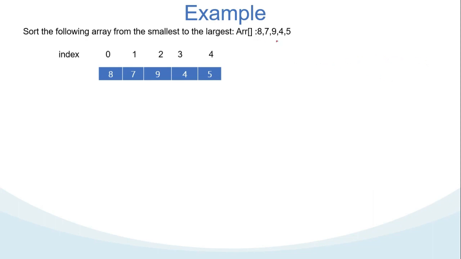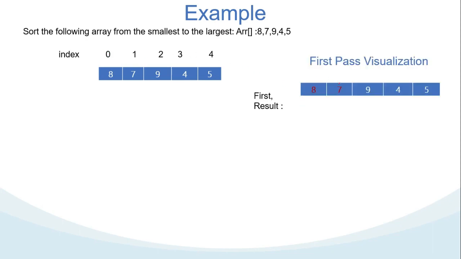This is our unsorted array that I visualize like this. We have 5 elements, and each element is placed in one index, 0 up to 4. And here is the first pass visualization. So we will traverse the whole array from index 0 to index 4.